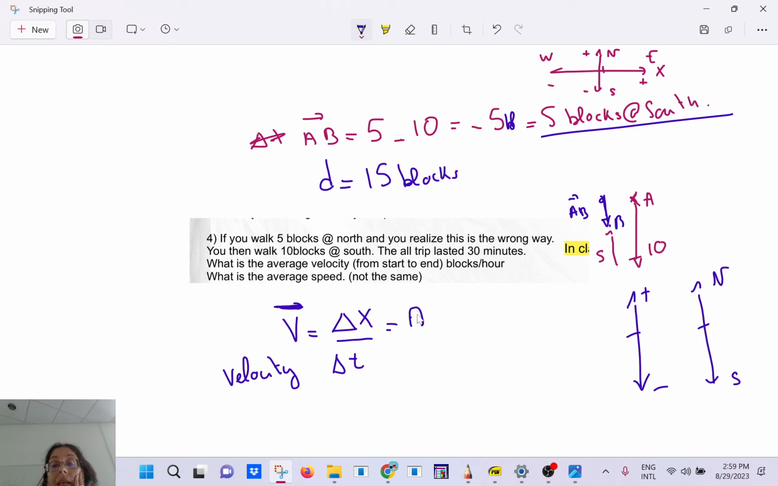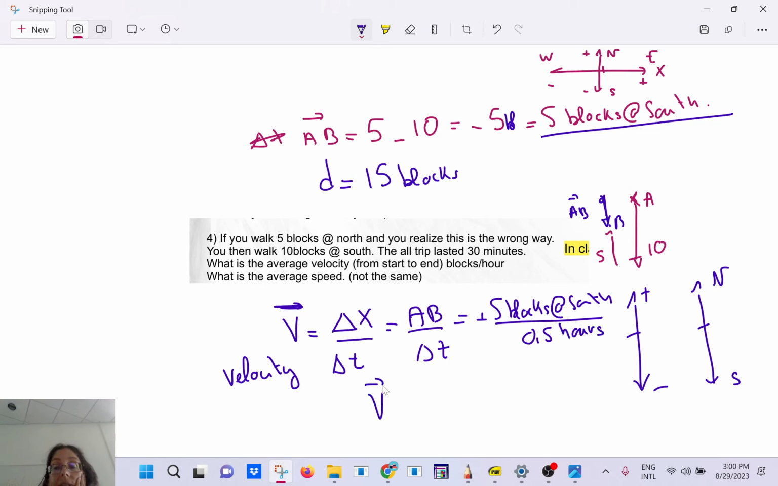Negative 5. I should put AB because I put AB before. So it's going to be negative 5 blocks at south. No, I should put 5 blocks at south. And what's the time? 30 minutes, let's say half an hour.